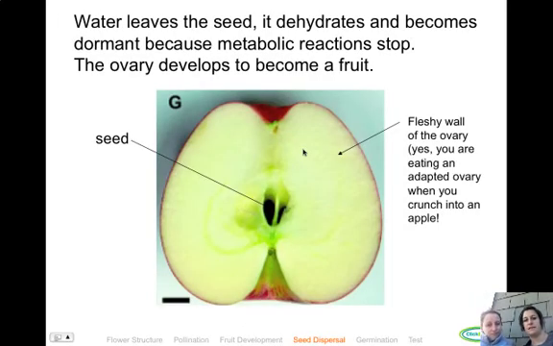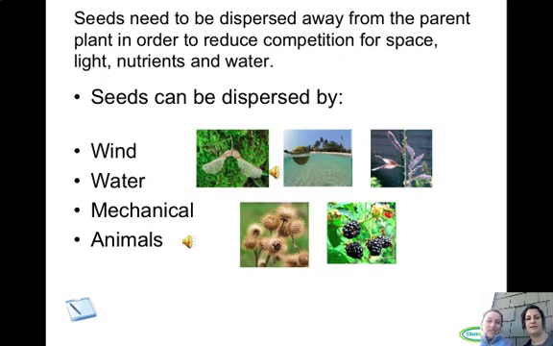Okay, water leaves the seed. It dehydrates and becomes dormant because the metabolic reactions stop. Now the ovary develops to become a fruit. Okay, so you can see in this apple here you have seeds. This fleshy wall of the ovary, yes, you are eating an adapted ovary when you crunch into an apple. Who would have thought?